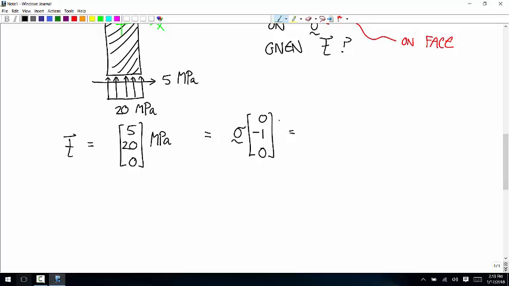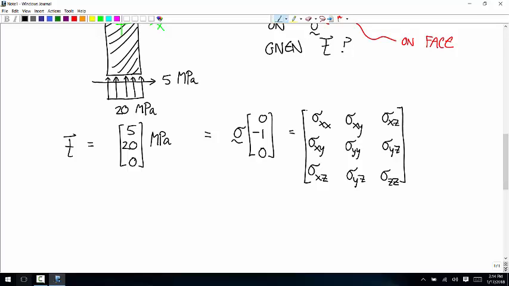And so I'll put in all the possible values for the stress tensor. So sigma xx, sigma xy, sigma xz. And then symmetry says sigma xy again, sigma yy, and then sigma yz. And then symmetry says xz, yz, and then zz. The outward facing normal is 0, -1, 0. We get 3 equations.